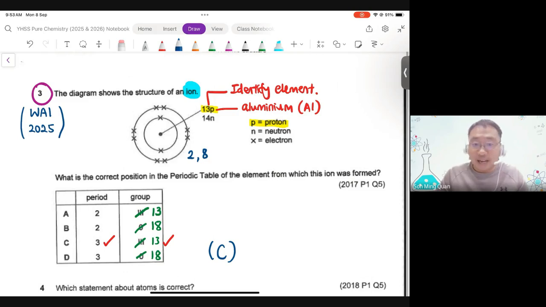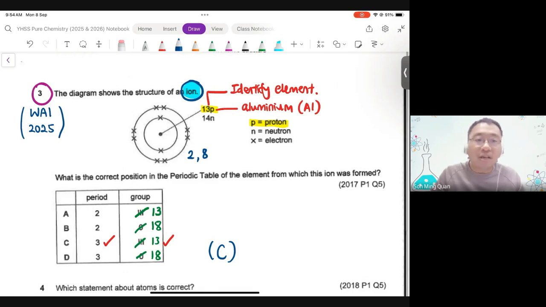2-8 means 10 electrons. Is it neon? Is it a noble gas? The answer is no. It's an ion, right? That means it has either lost or gained valence electrons to form 2-8, a stable, fully filled outermost shell. So the 2-8 is not the original electronic configuration of the element. The element has clearly lost or gained electrons to achieve 2-8. So don't be tricked by that.